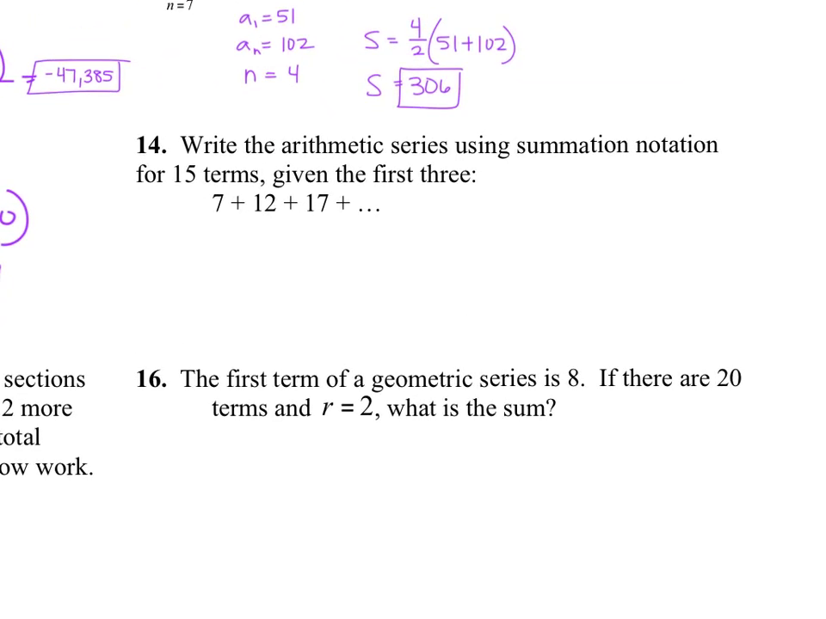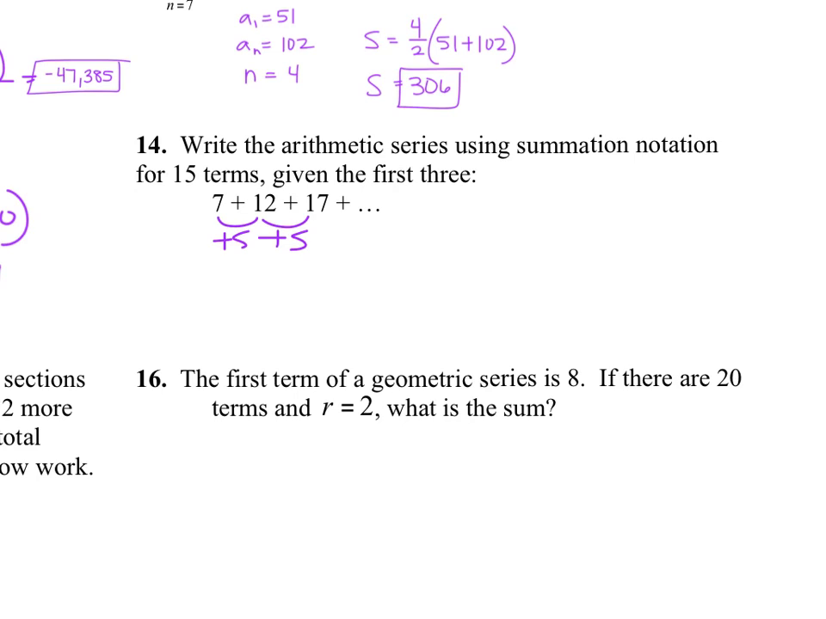Okay. Number 14. We're almost there, guys. Almost there. Write the arithmetic series using summation notation for 15 terms given the first 3. So if you look here, they said arithmetic, so we're adding something. This is plus 5 plus 5.